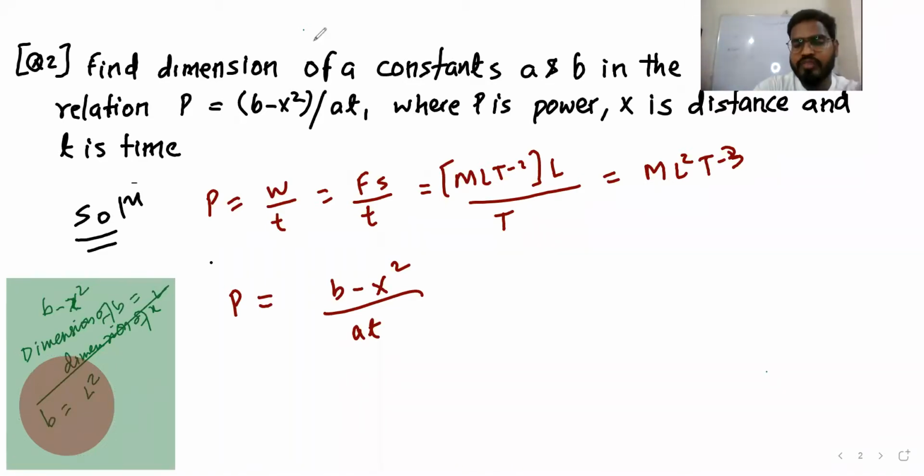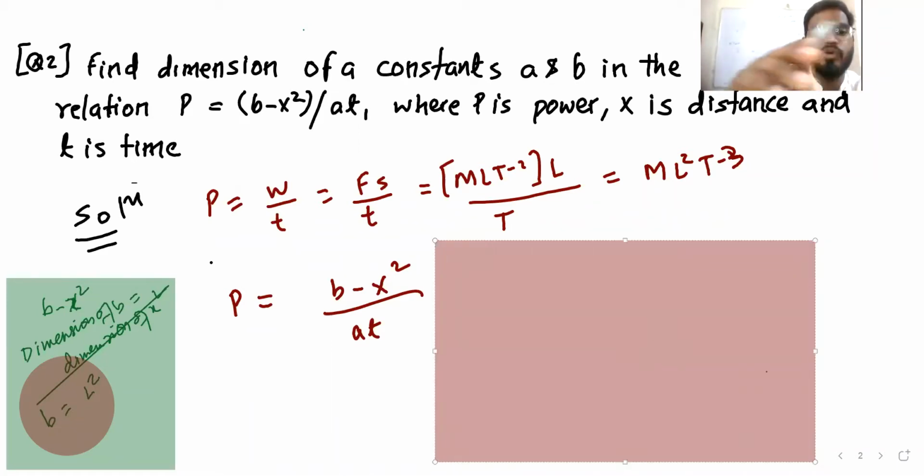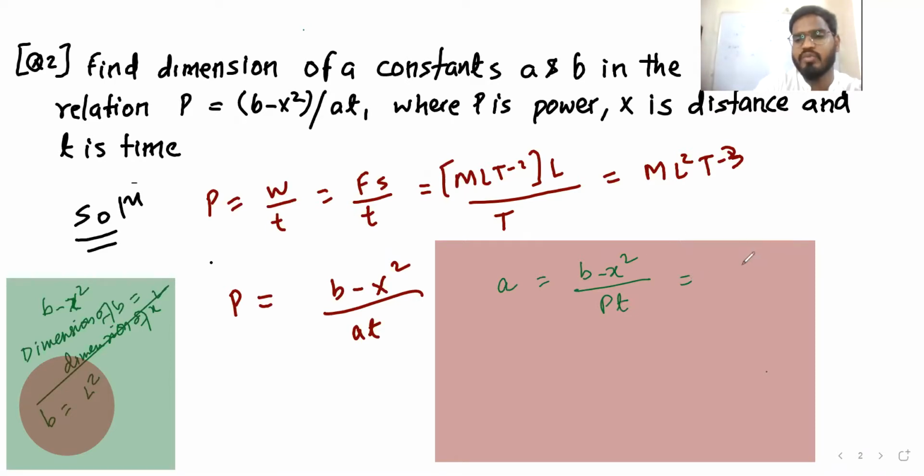Now the thing is, what do we want to find? Let's take A. That is also easy. What are we supposed to do here? Take A here, make A the subject. So if you make A the subject, then A equals B minus x square by PT, right? So the dimension of B here, directly we can say M0, L0, T to the power 2, because B is T to the power 2, right?